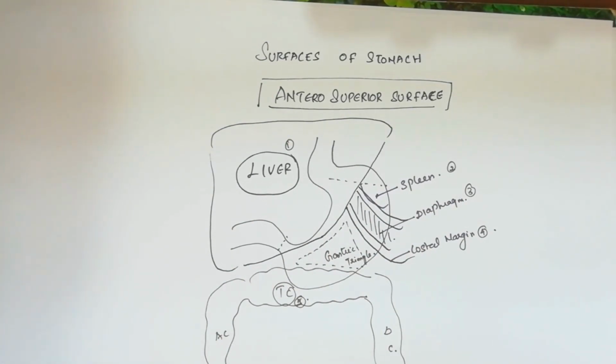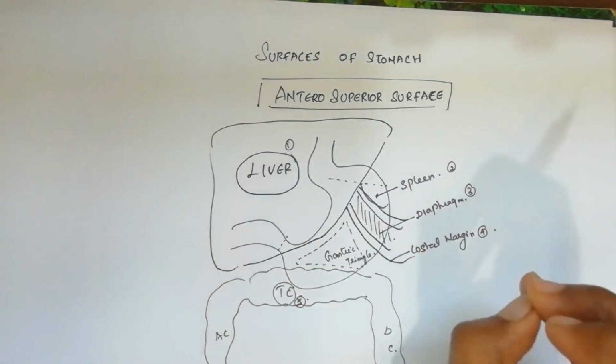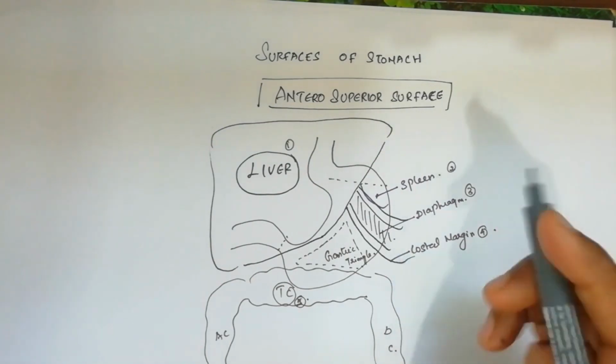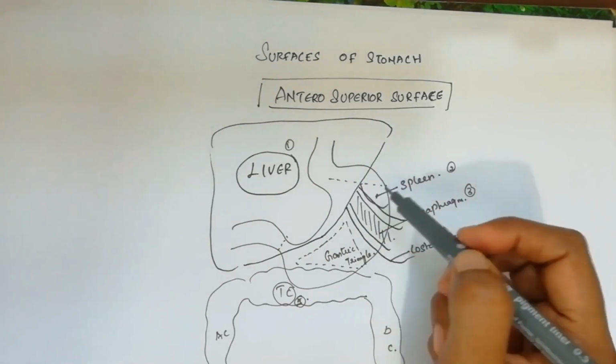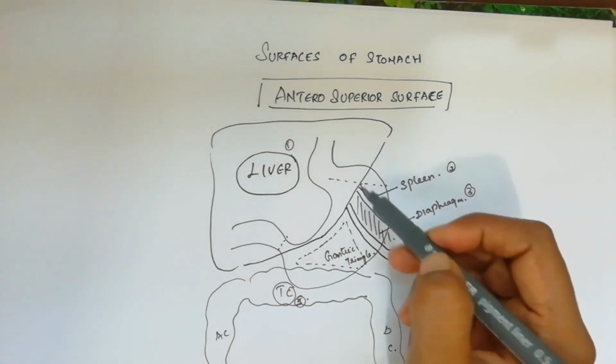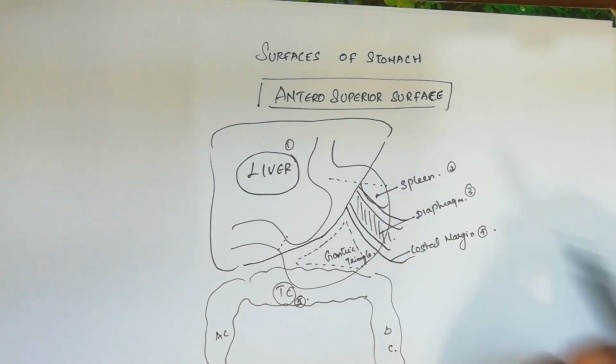Now we will move on to the trough space. The trough space is the space seen in the fundus region. The space overlying the fundus we will call the trough space.